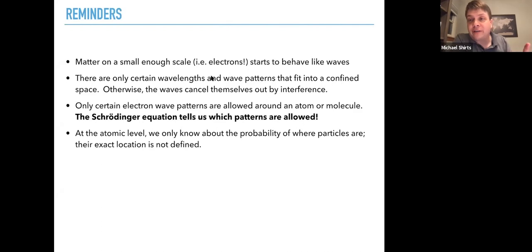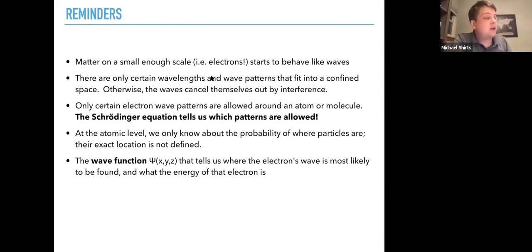We showed you the Schrodinger equation. We're not going to solve it, but we are going to look at the solutions. That differential equation, what are the solutions it gives that tell you the spatial patterns? At the atomic level, we know only about the probability where the particles are. Their exact location is not defined. When we look at these electron density distributions, it's not like it spends part of its time in one part of the atom and part of its time in the other. It's spread out throughout the entire atom. This is where the electron really is behaving like a wave.